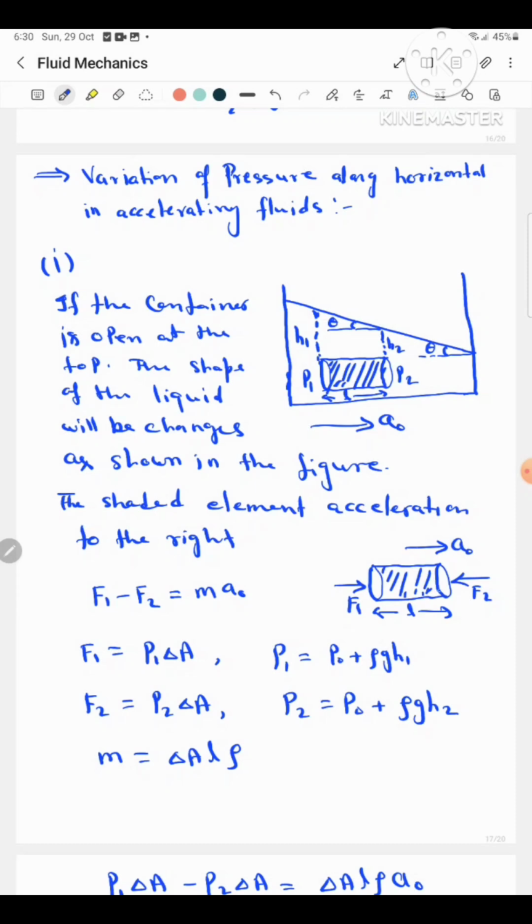What will be the mass of this cylindrical part? The cross-sectional area we have taken, suppose, is delta A. So delta A into length will be the volume, multiplied by the density will be the mass. So F1 minus F2 is equal to mass into acceleration.